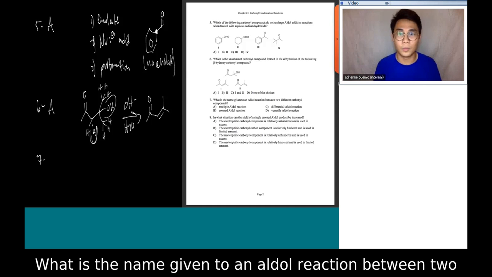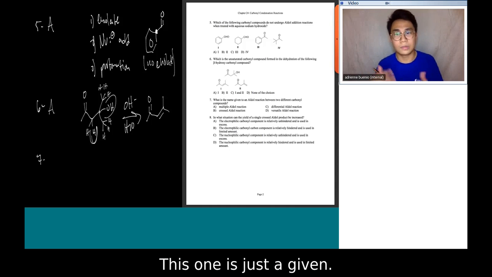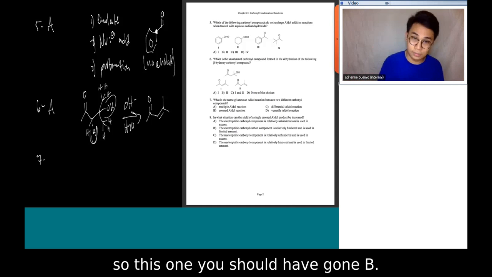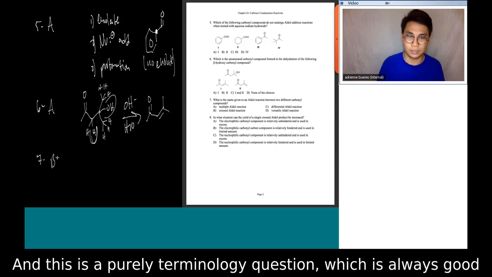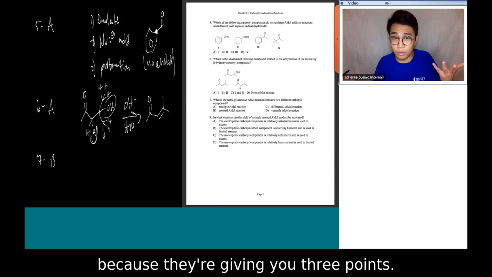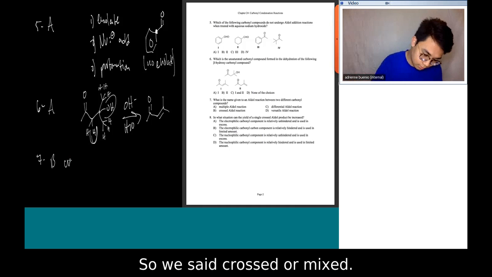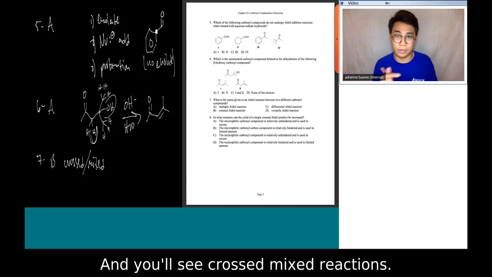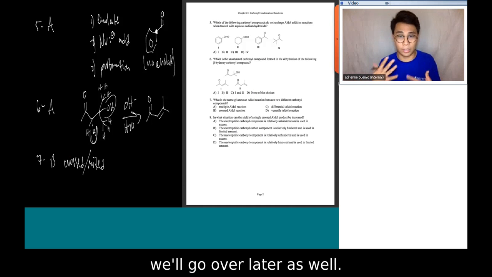7. What is the name given to an aldol reaction between two different carbonyl compounds? This one is just a given. We have a regular aldol, we have cross or mixed aldol. So this one you should have gotten B, and this is purely a terminology question, which is always good because they're gimmies, right? 3 points. So we said crossed or mixed, and you'll see crossed or mixed reactions for the other types of reactions we'll go over later as well, right?